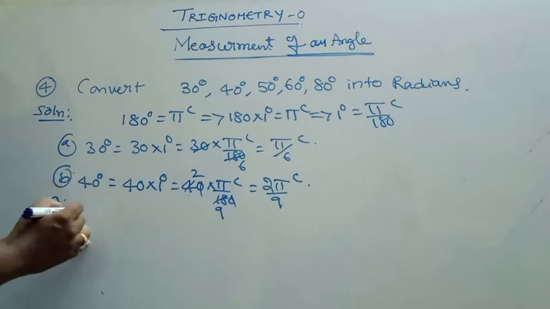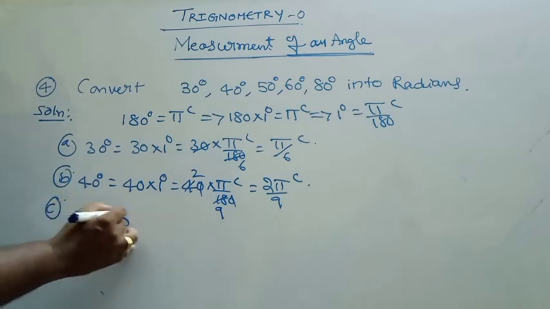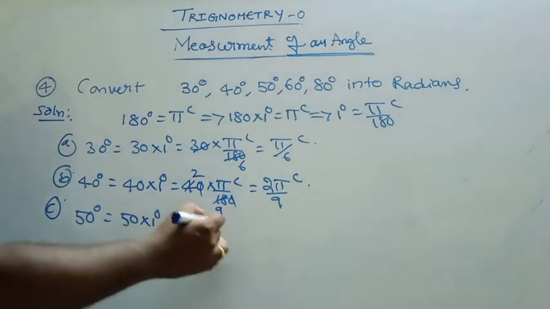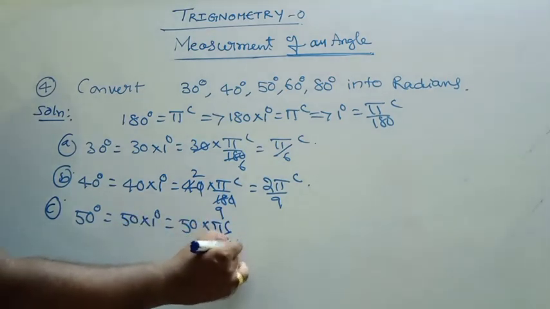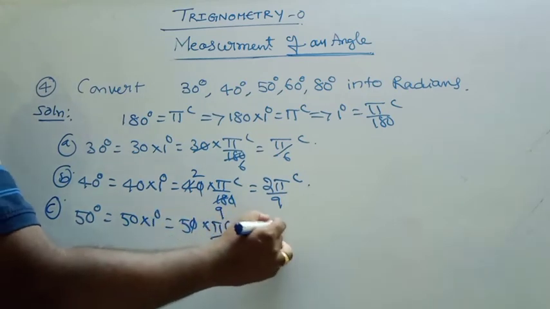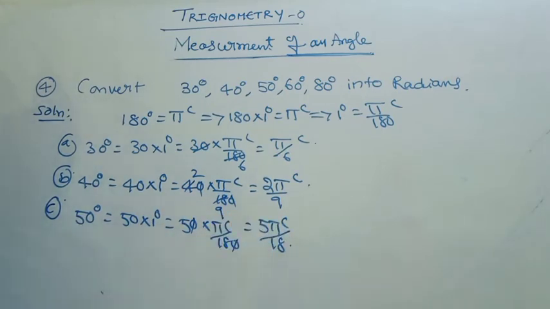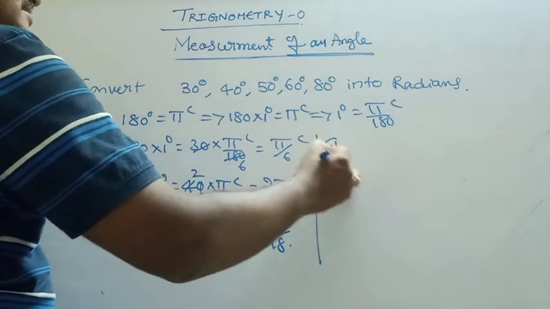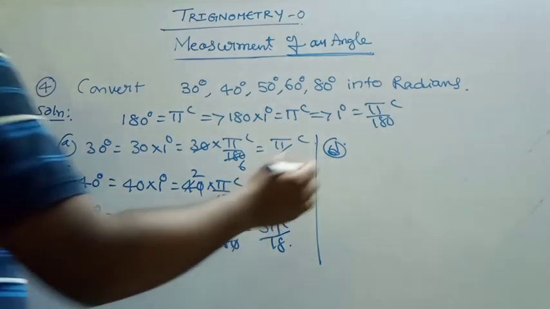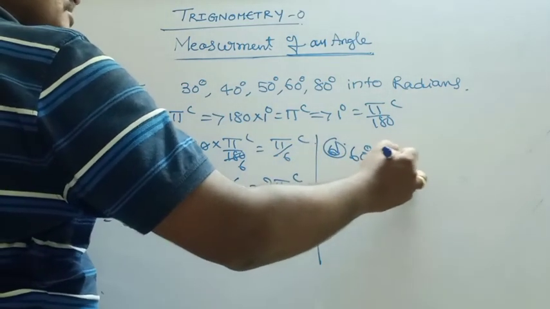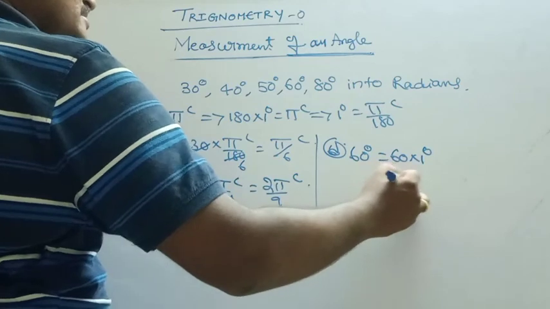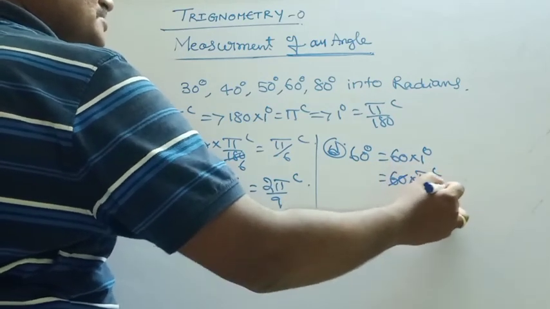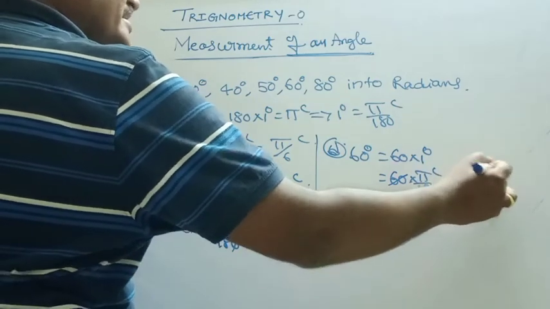Next you have 50 degrees. This is 50 into 1 degree, which we can write as 50 into pi by 180 radians. Here 0 cancels 0. This is 5 pi by 18 radians. And next we have the D part, 60 degrees. 60 degrees equals 60 into 1 degree, 60 into pi by 180 radians. 6 ones are 6, 6 threes are 18. This is pi by 3 radians.